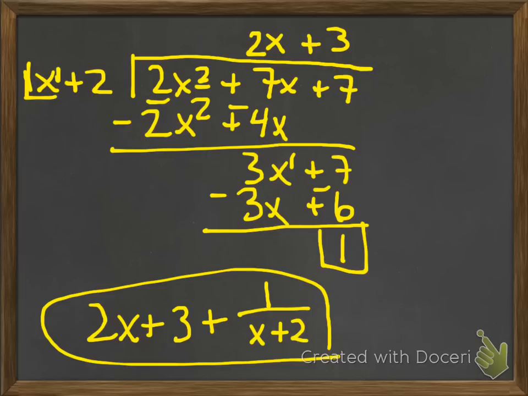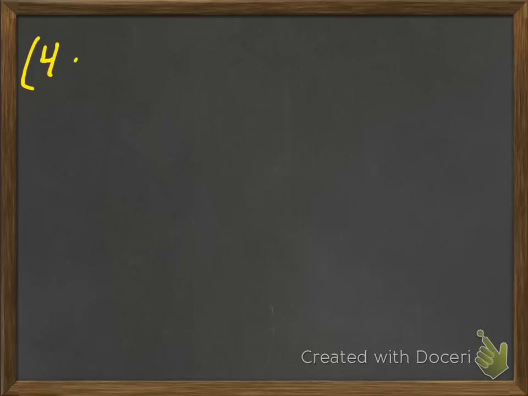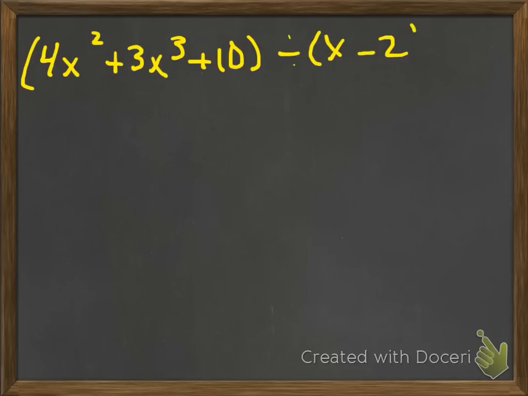Okay, I'm going to go through a couple more examples and keep trying to explain it like that. But if you need to, rewind, go back and listen. Okay, so here I'm writing out a problem in standard way: 4x squared plus 3x cubed plus 10 divided by x minus 2.